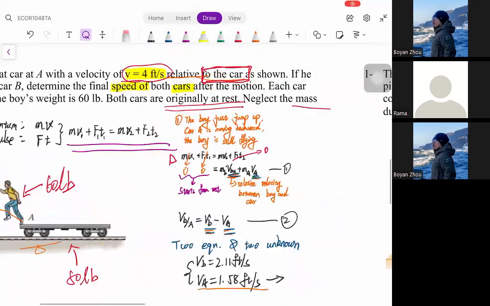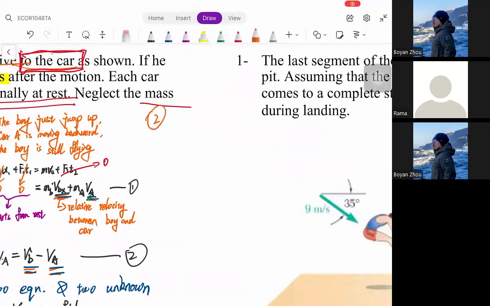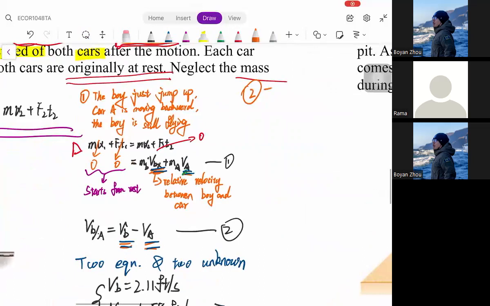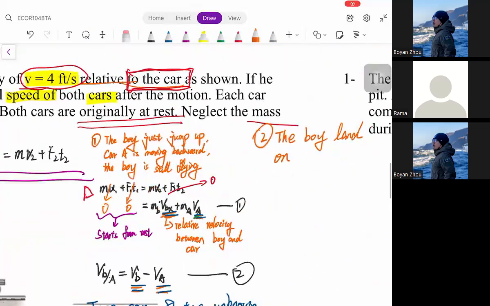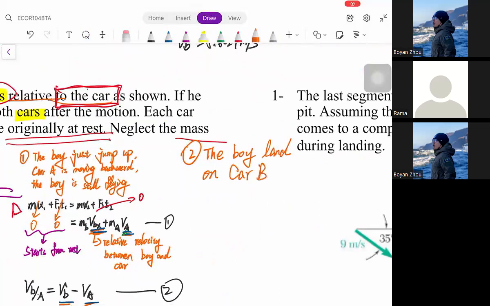I guess I will write it over here. So the second scenario is the boy lands on car B. And when the boy lands on car B, that means the boy is going to have the same velocity as car B. So at this moment, the boy will have the same velocity as car B.